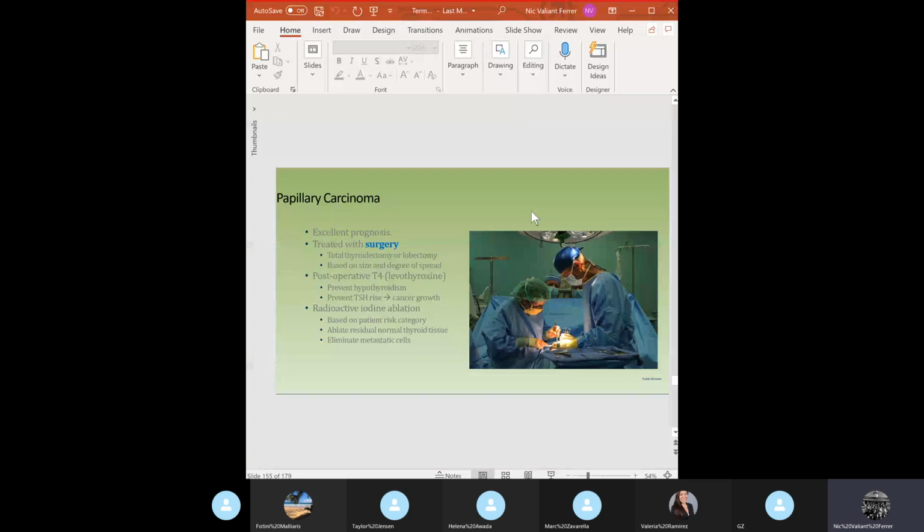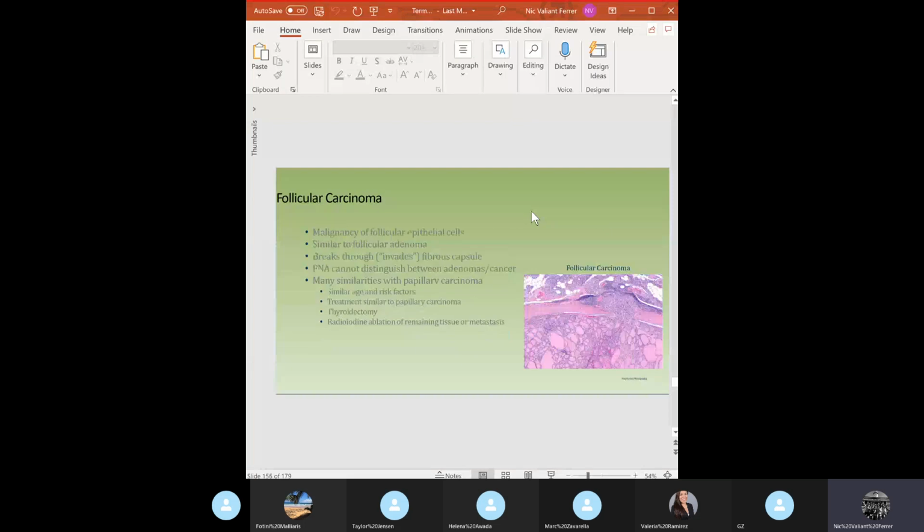Another thing is your follicular carcinoma. Wait a minute, I need to summarize for you the papillary carcinoma. Okay, here is the key word I want you to remember. Papillary thyroid cancer. Write it down. It's not on the slide. Papillary cancer, right? 7 P's.